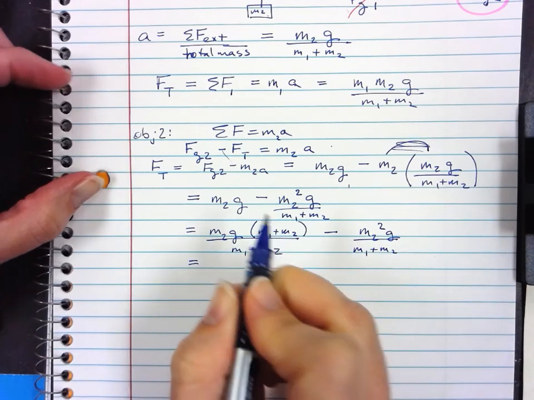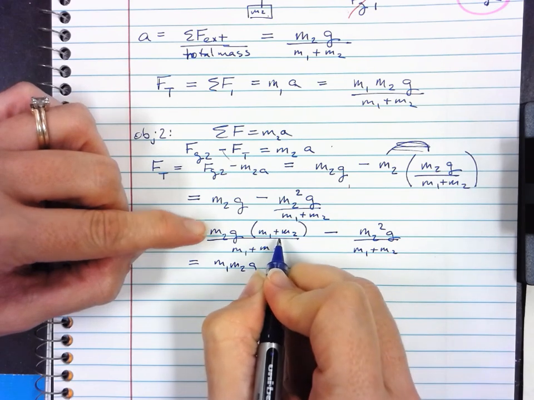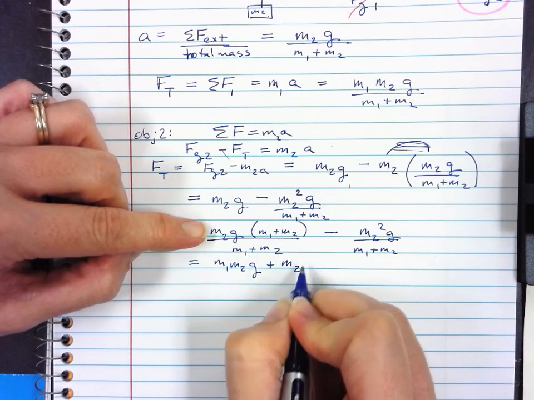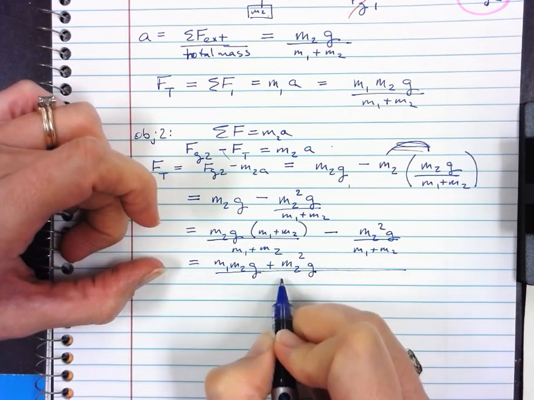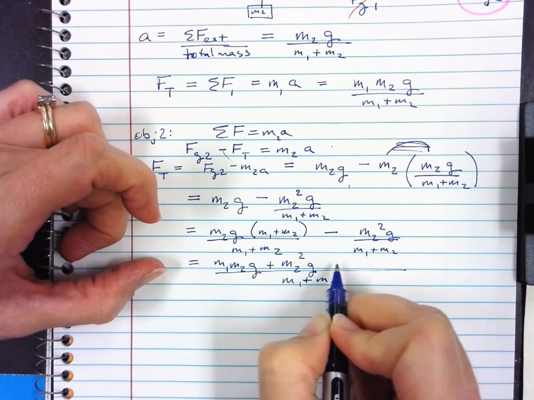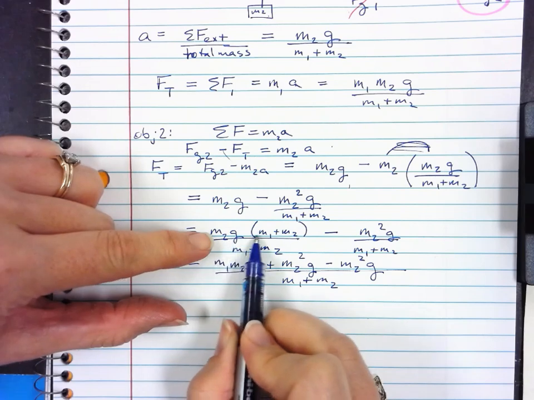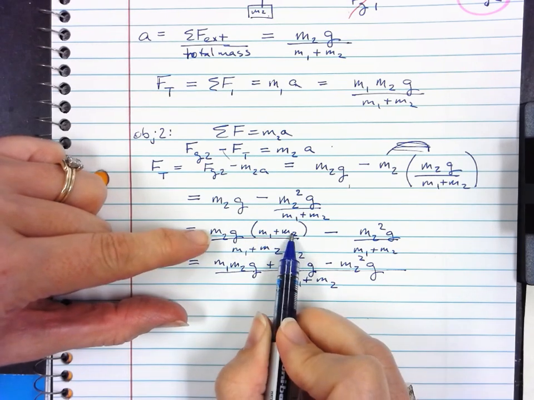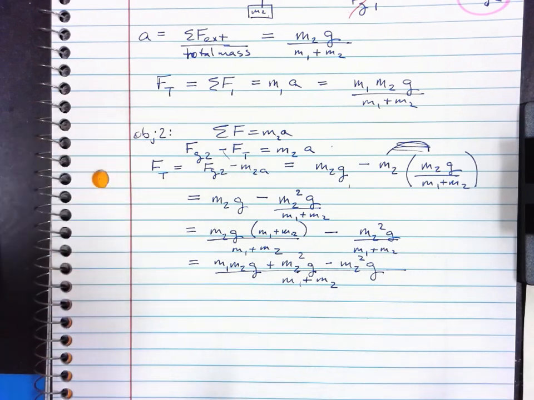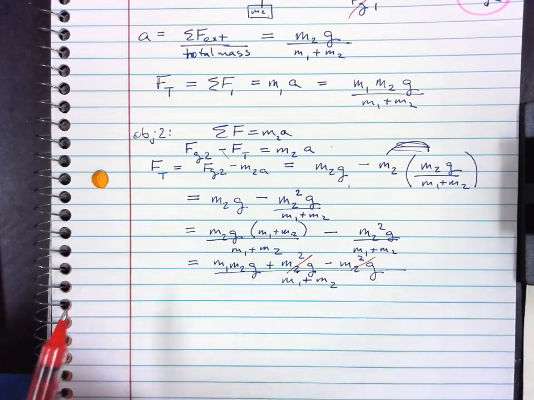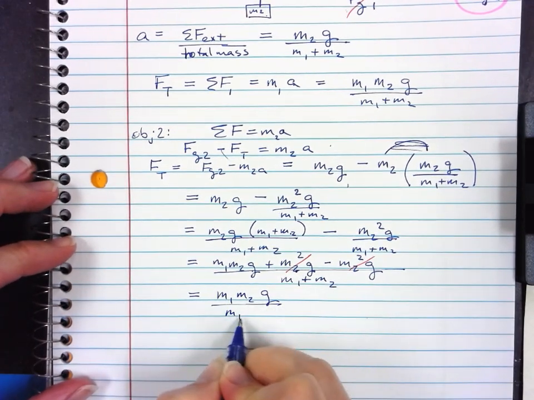Now I need to distribute. So I have M1 and M2 times G, and then I have M2 times M2, so M2 squared times G. And then now that I have my common denominator, I can write it all over one big thing. So minus M2 squared G. Again, M2G times M1, so M1 M2G, M2G times M2, M2 squared G, and then minus M2 squared G. Well, that cancels. And we're left with M1 M2G over M1 plus M2.